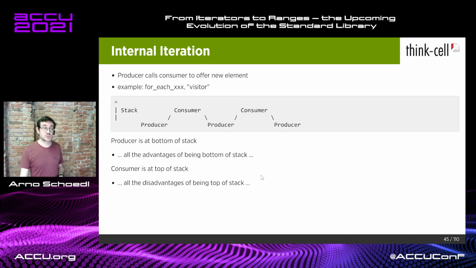Now, we can turn the whole thing around. We can say the producer could also be at the bottom of the stack. And then it has all the advantages of being at the bottom of the stack. And the consumer is at the top of the stack. And as I said, we write these things all the time. So we write a function that's called for each something. And then we call it and plug in a lambda, and that lambda is then being called for each and every item that you're enumerating.